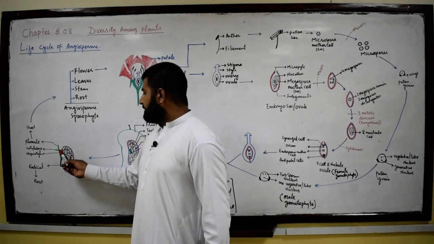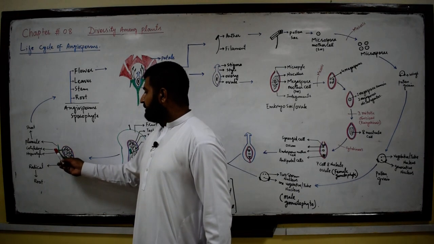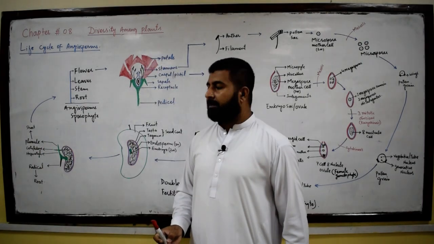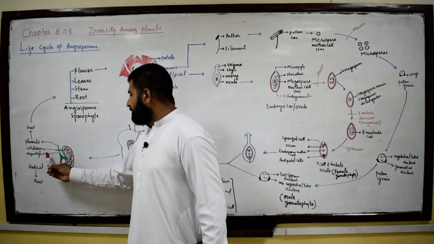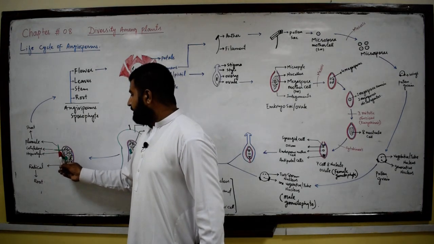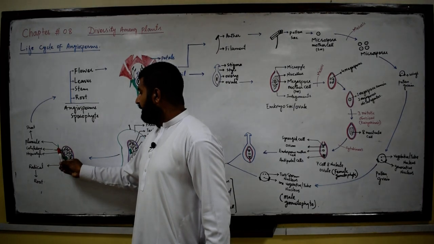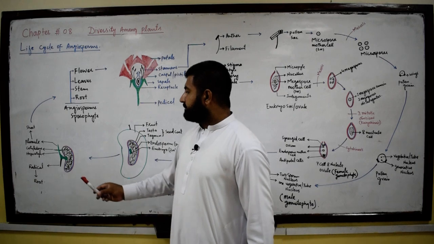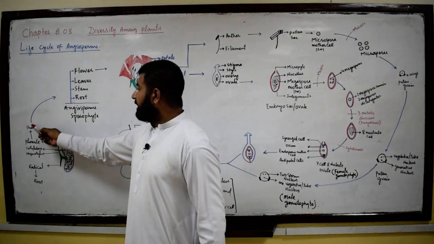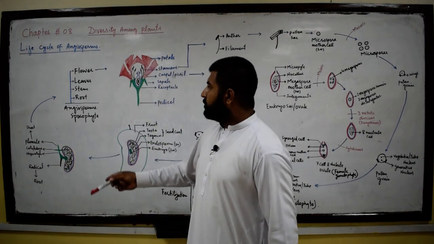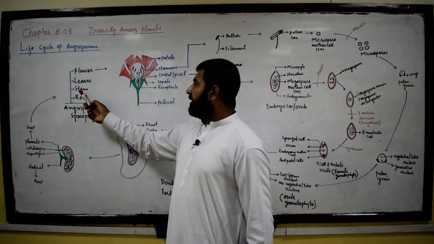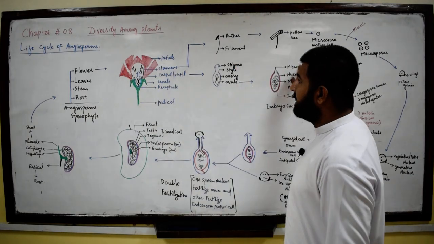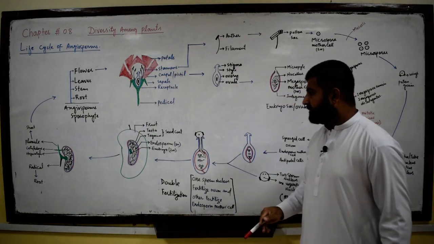Two cotyledons are present here. These cotyledons provide energy to the developing plumule. The region below the cotyledon is known as hypocotyl, and above the cotyledon is known as epicotyl. Plumule then later on develops into shoot. The shoot will then be differentiated into stem and leaves. Hence, the life cycle of the angiosperm is complete.